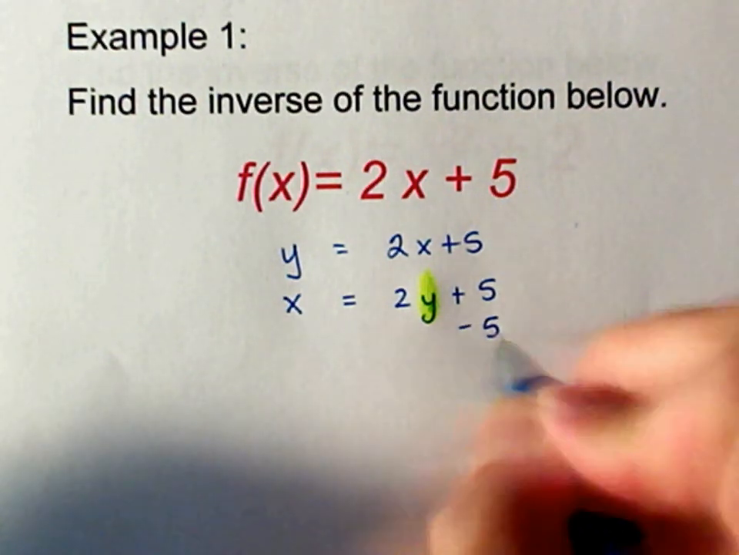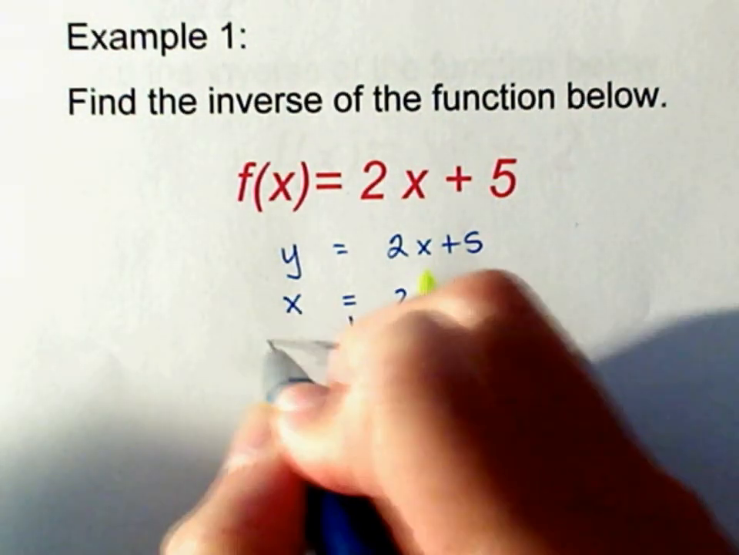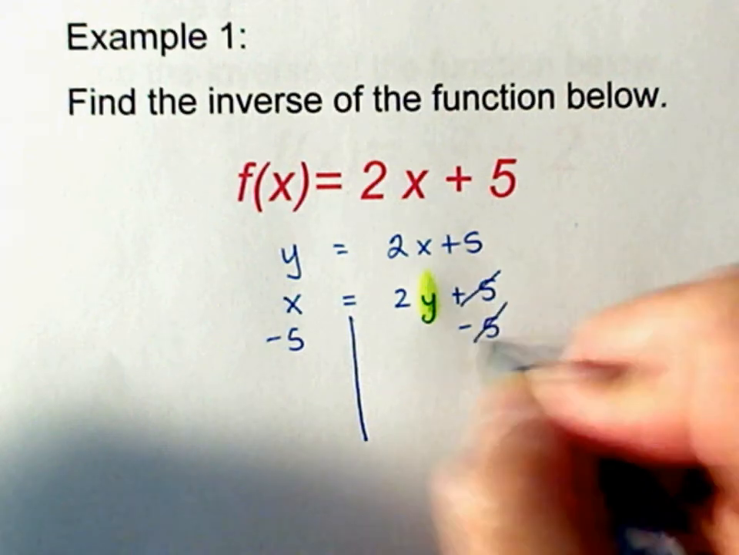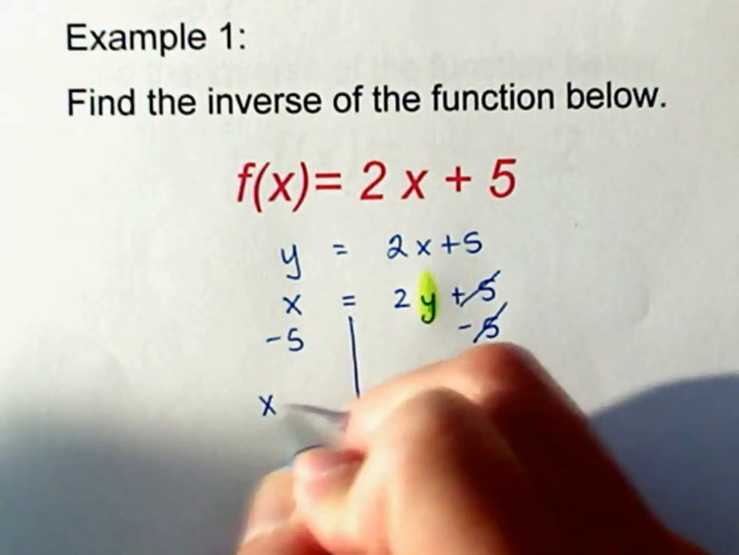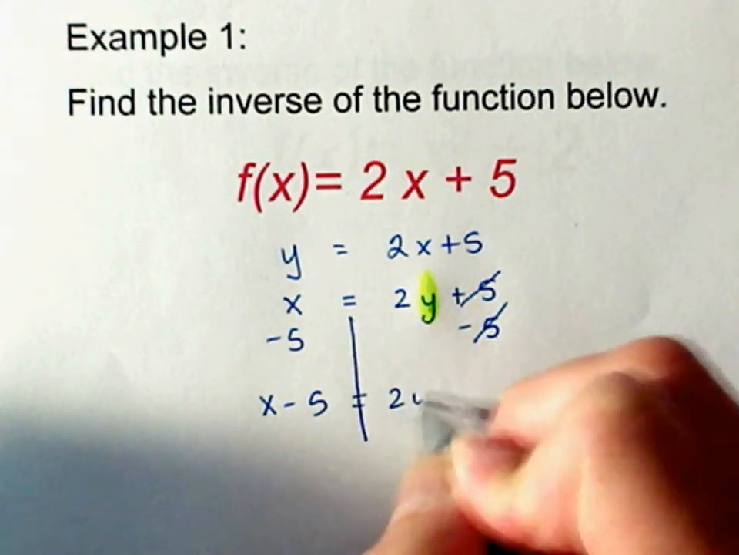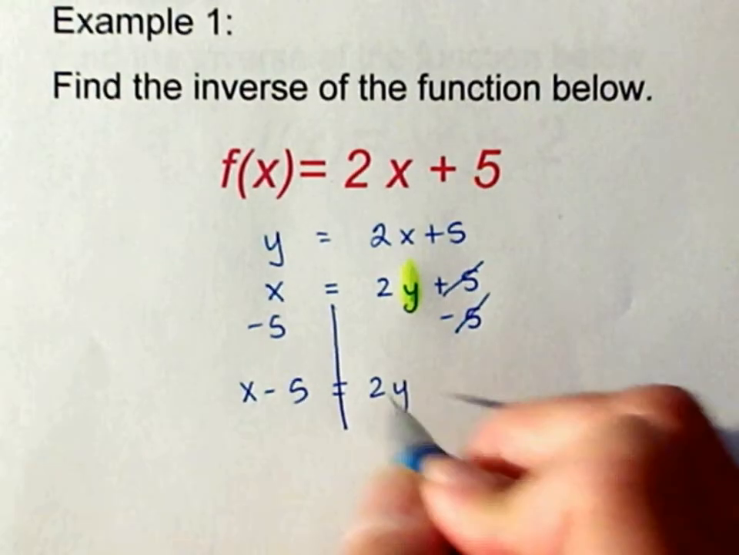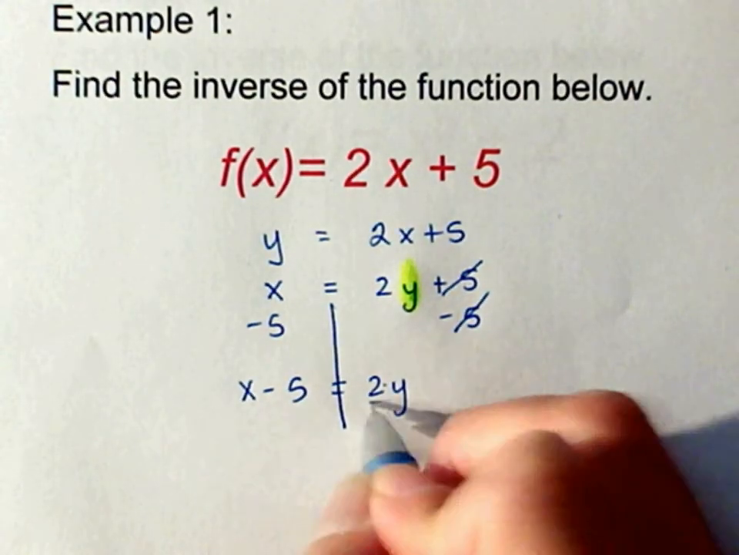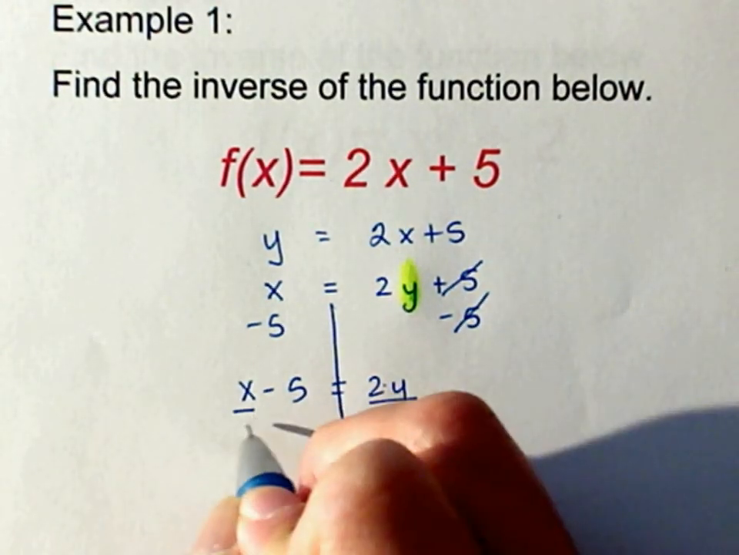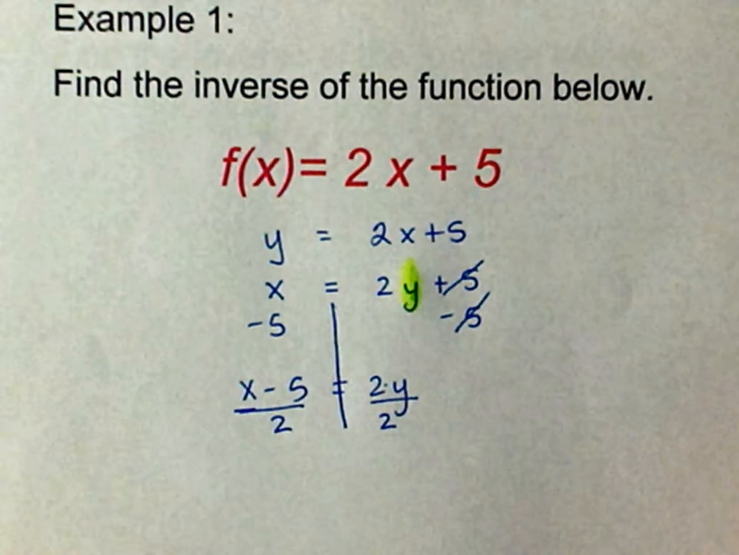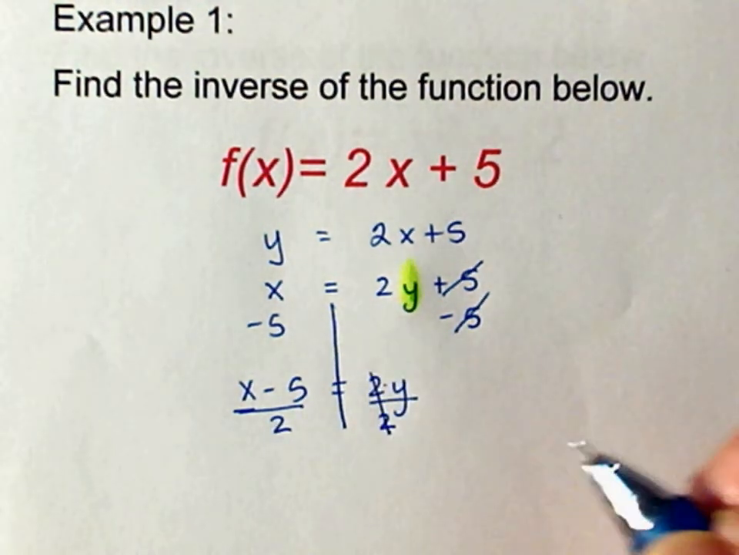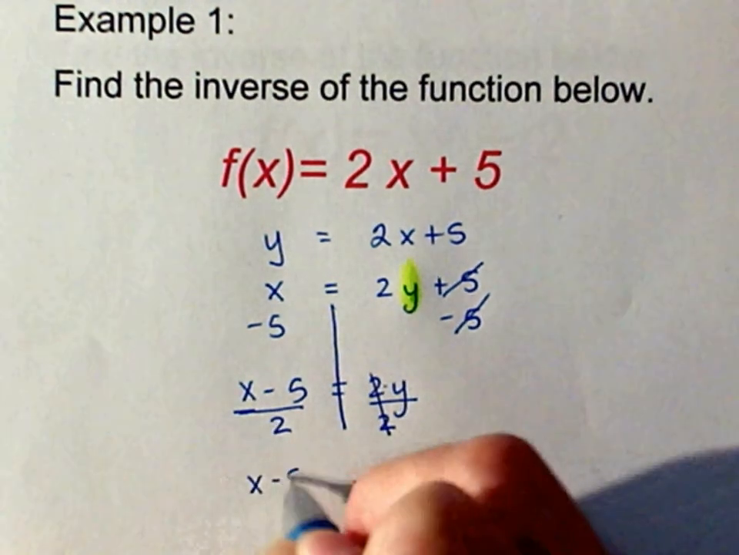So in other words, everything's going to stay away from it. So you're going to move everything away like you were solving anything else so you can isolate that y. So minus 5, I'm going to draw my line to separate my left and right. Cancel, x minus 5, not like terms, you cannot combine them. Okay? Solving for y, this is 2 times y.